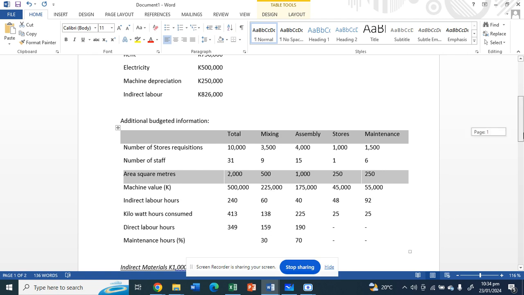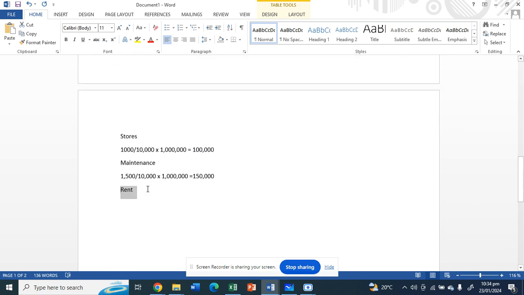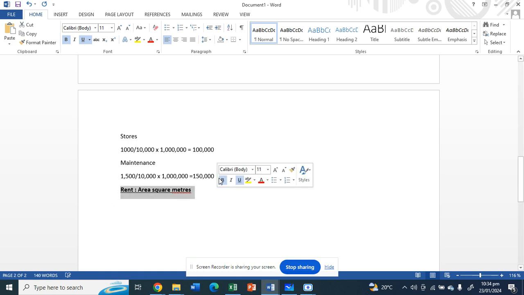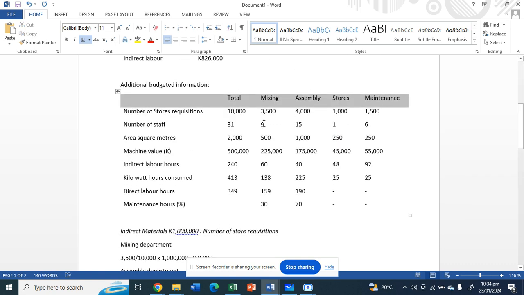So we have the line here, rent, area square meters. We start the process again. We're going to go to the mixing department. As you can see, the total is 2,000 square meters. 500 goes to mixing, 1,000 to assembly, stores 250, and maintenance 250. So for mixing, we're going to say 500 over 2,000.